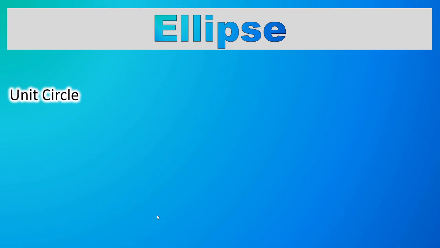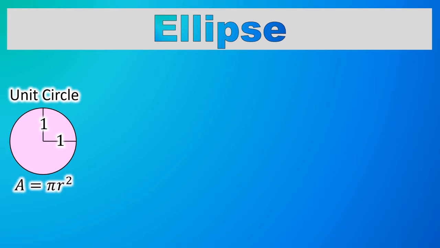So let's get our unit circle. So here's a circle, but for it to be a unit circle, the radius needs to be 1. Now what is the area of a circle? It is pi r squared. For a unit circle, that would be pi 1 squared or just pi. Now let's stretch this unit circle.